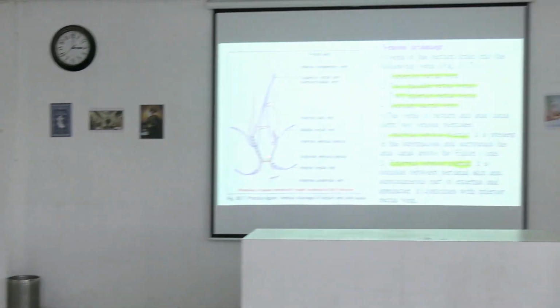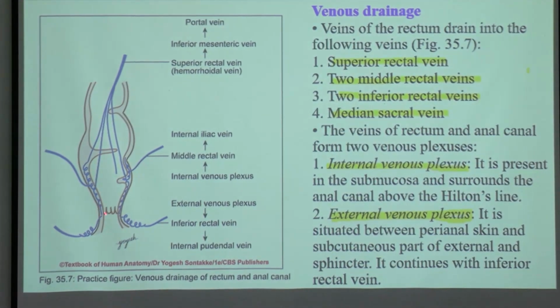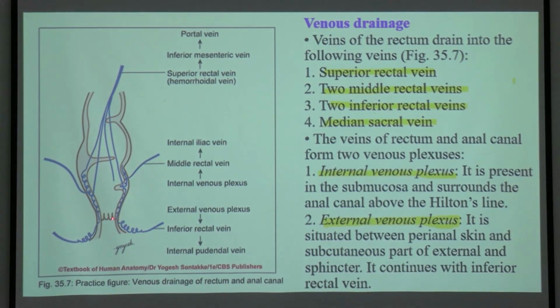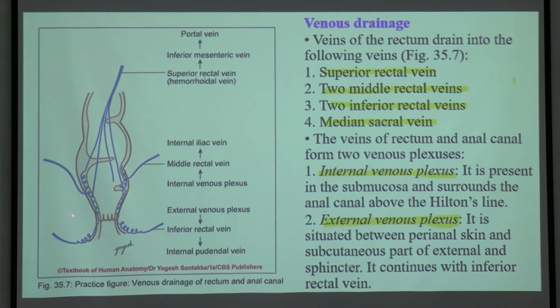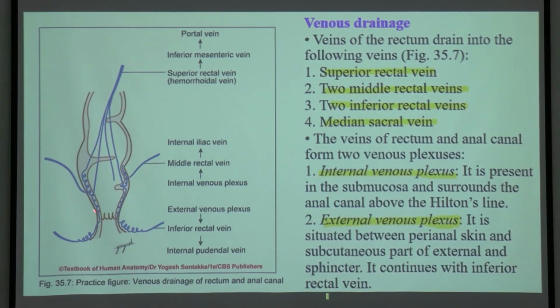So there is a connection between the systemic veins and the portal vein, the portocaval junction. Caval means vena caval. And the junction is here. This is called the dentate line of the anal canal. The part above this is drained by the superior rectal vein, and below is by the inferior rectal vein and also by the middle rectal vein.